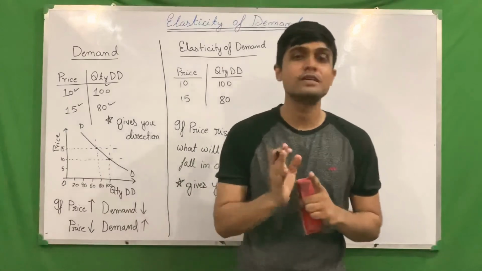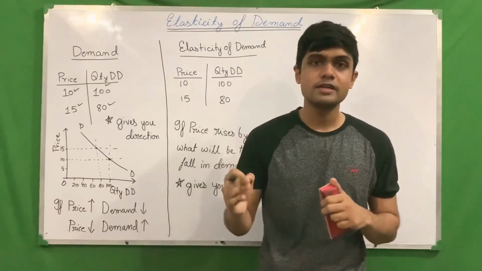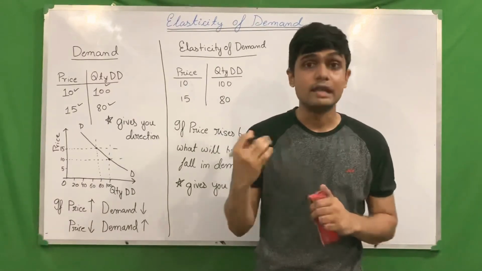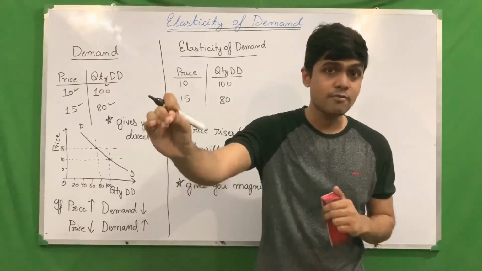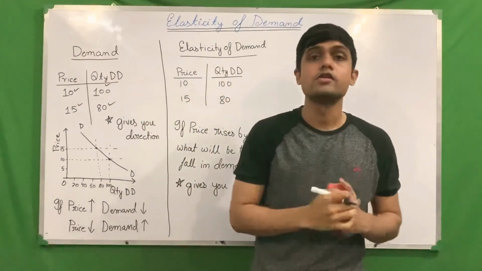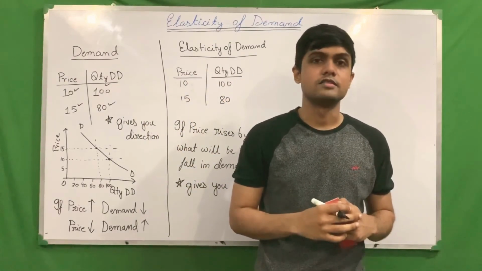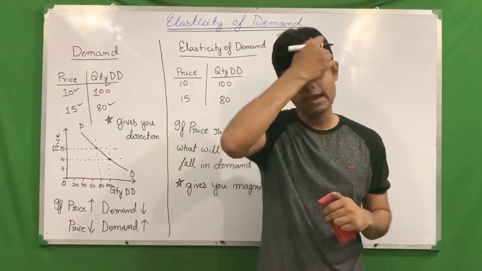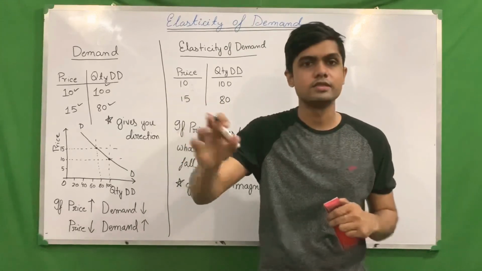Okay, this is the basic difference between demand chapter. Demand just gives you direction. Okay, if price rises, demand falls and everything. But elasticity, what? If price rises by this amount, what will be the fall in demand by that amount? So the exact amount that we will get through elasticity. Obviously, there will be certain mathematics involved, but very easy mathematics. Anyone can do that maths, no problem with that. Okay.